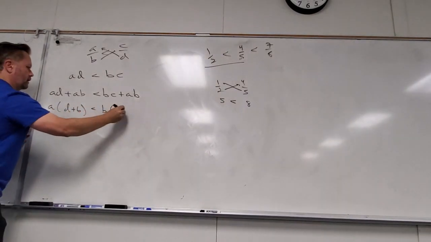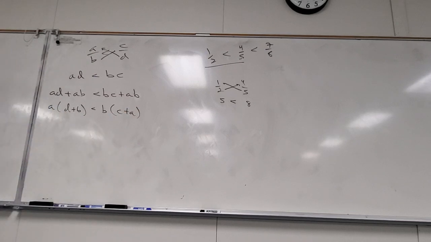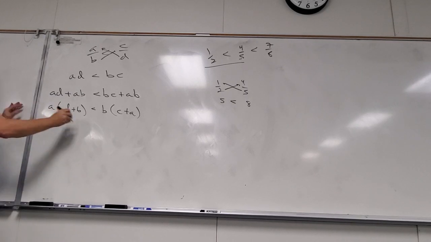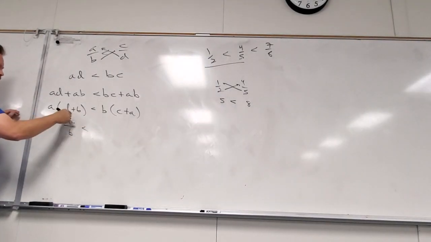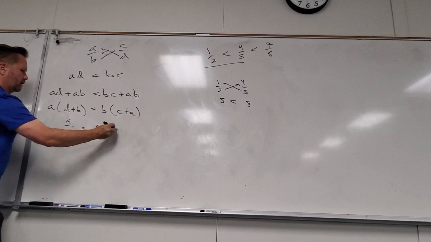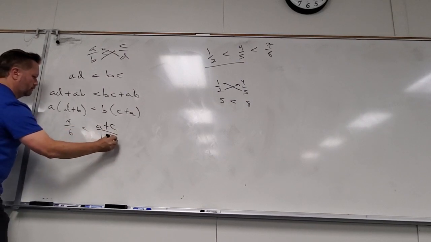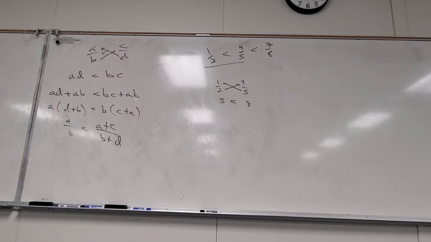I can take a B out of here and A out of there. Stop for a minute. Does each step make sense? We're getting there. I can divide by B, and I can divide by D plus B. Let me write this in alphabetical order.